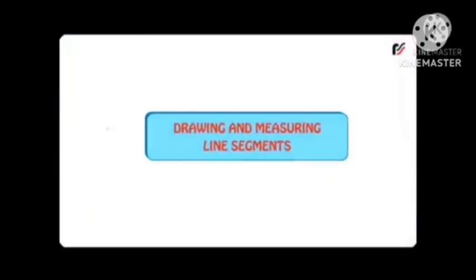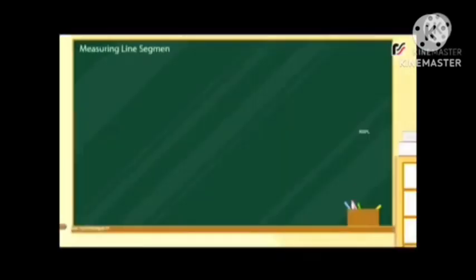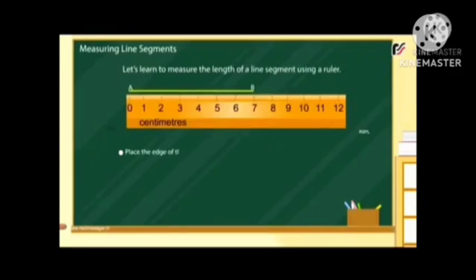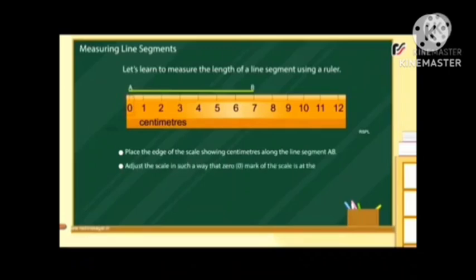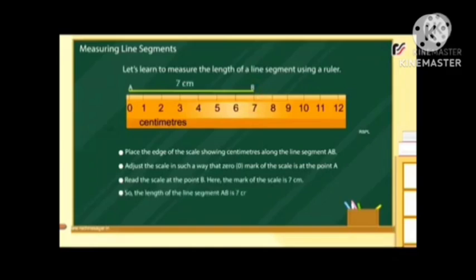Drawing and measuring line segments. Measuring line segments. Let's learn to measure the length of a line segment using a ruler. Place the edge of the scale showing centimeters along the line segment AB. Adjust the scale in such a way that the 0 mark of the scale is at the point A. Read the scale at the point B. Here the mark of the scale is 7 centimeters. So, the length of the line segment AB is 7 centimeters.